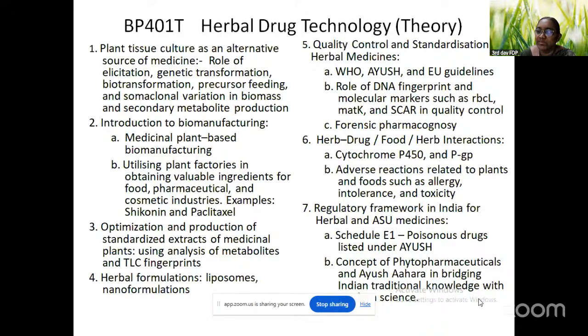So coming to the last one, the additional topic is the regulatory framework in India, which is for the herbal and ASU medicine. Previously in HCT, we have studied only the Schedule T. Here they have added the Schedule E1 for the poisonous drugs and also the concept of pharmaceuticals and the Ayush Ahara in the Indian traditional knowledge in the HDT subject.